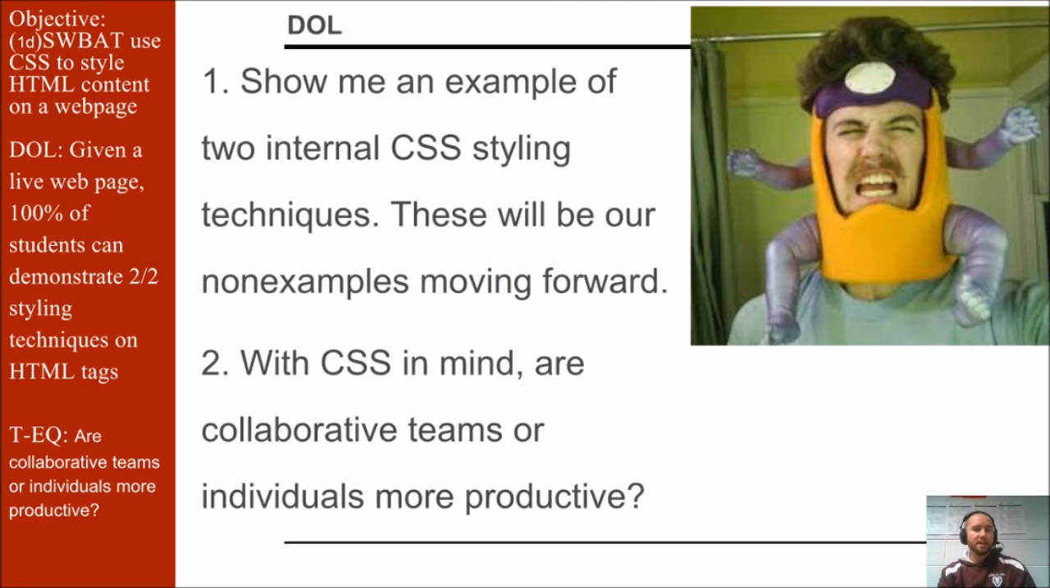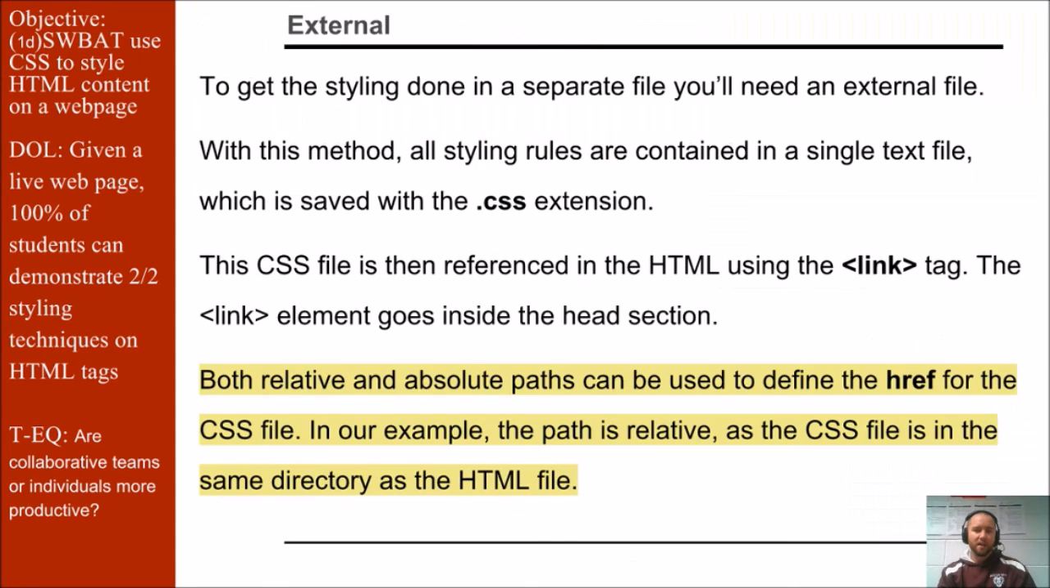So here's our DOL. I want you to show me an example of 2 internal CSS styling techniques. These will be our non-examples moving forward, okay? So you're going to jump on to GitHub, choose any of your websites, any of the ones we've created this year. We should have about 7. So you have 7 websites to choose from. Just pick one. Do some CSS styling. If you need to go back, you can do that.